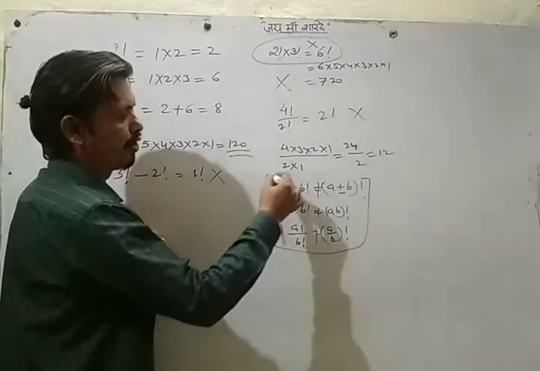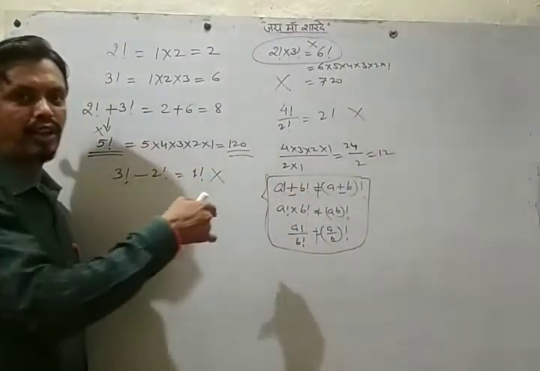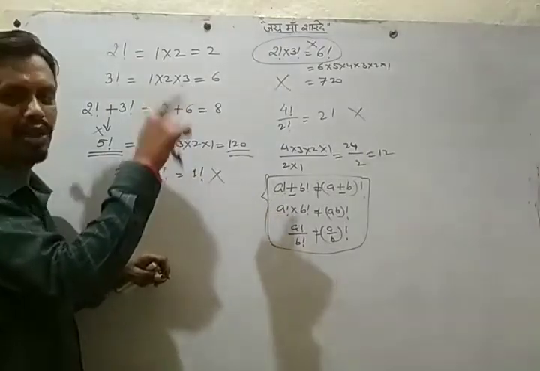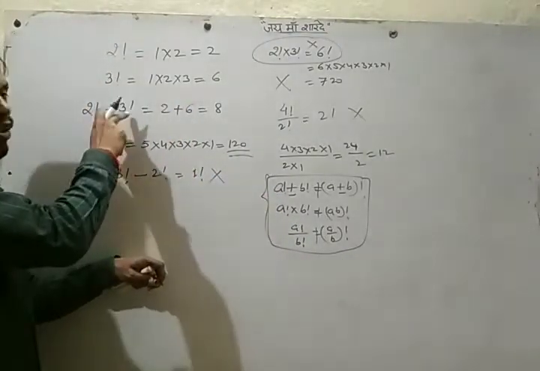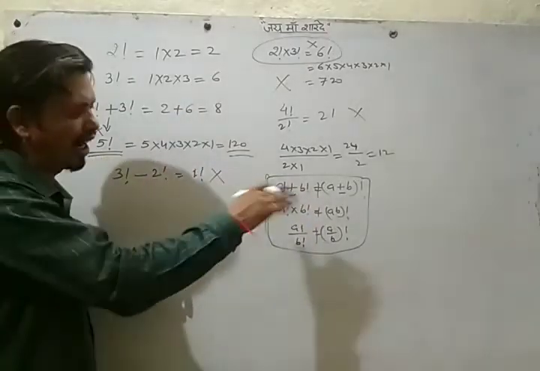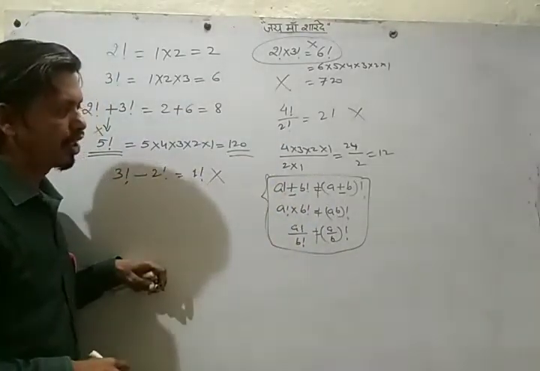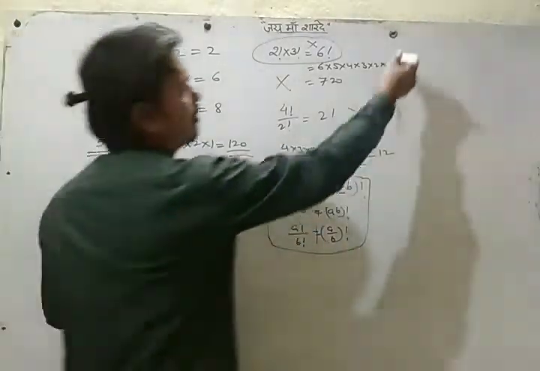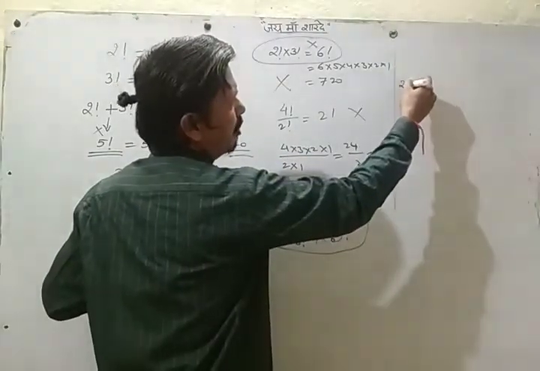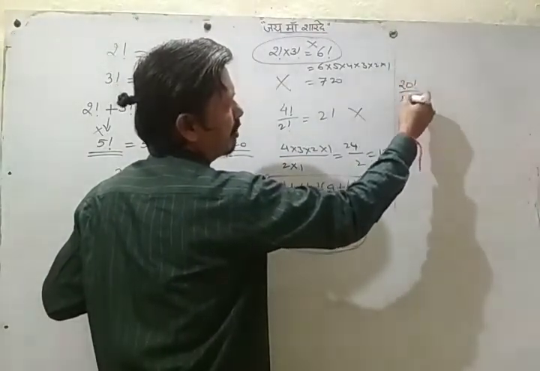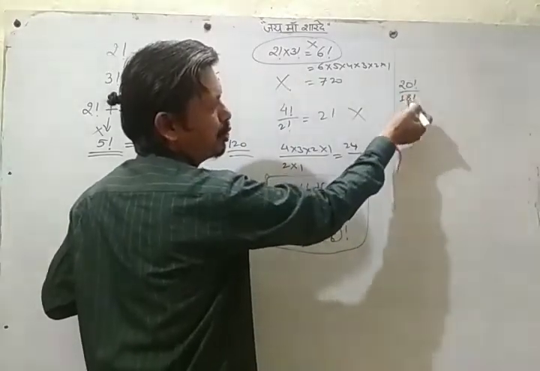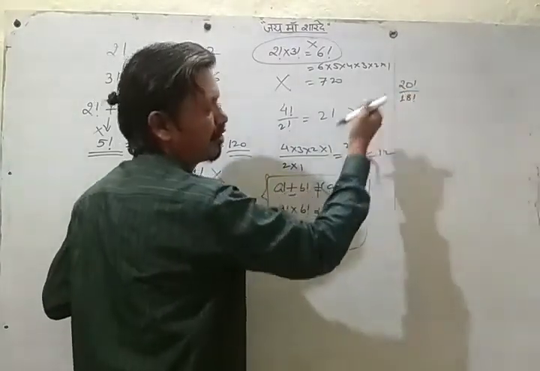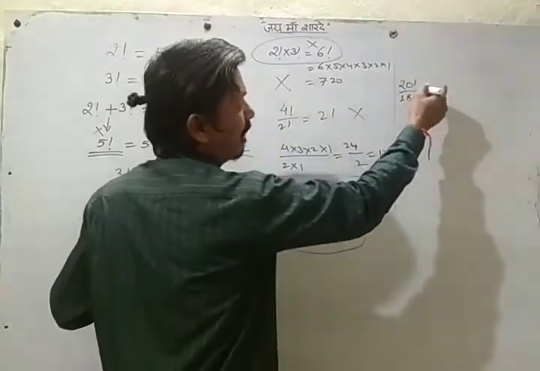So if two numbers are in factorial and there is a symbol plus or minus or multiply or divide, first simplify the factorial numbers and then multiply or add according to the given question. Okay? Suppose we want to find the value of factorial 20 upon factorial 18. So we cannot divide 20 by 18. So we have to find these values.